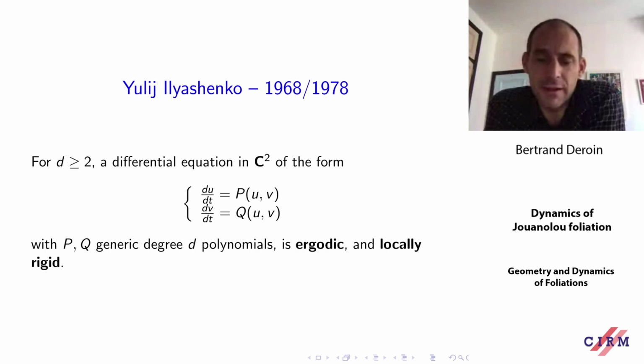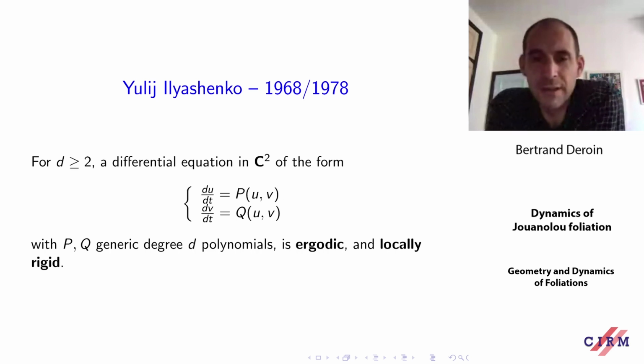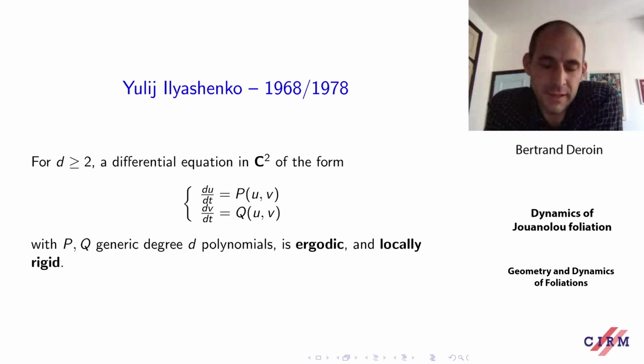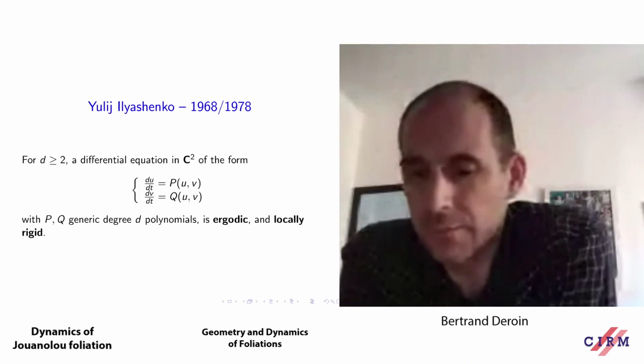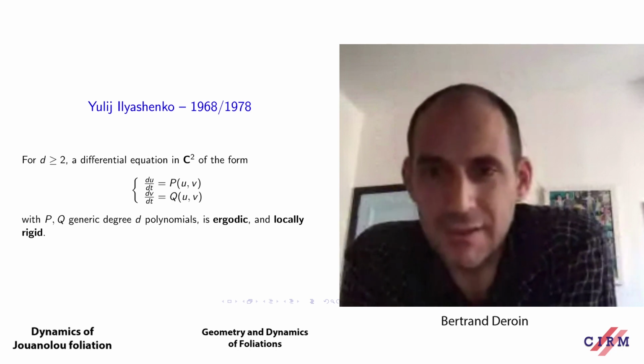This concept of local rigidity is, say, the opposite of the concept of structural stability. It says that if you perturb such an equation a little bit into another one, and you assume that the phase portraits of the two are the same up to a homeomorphism which is close to the identity, then in fact you can take as your homeomorphism an affine automorphism of C2. So this is a strong opposite of structural stability.